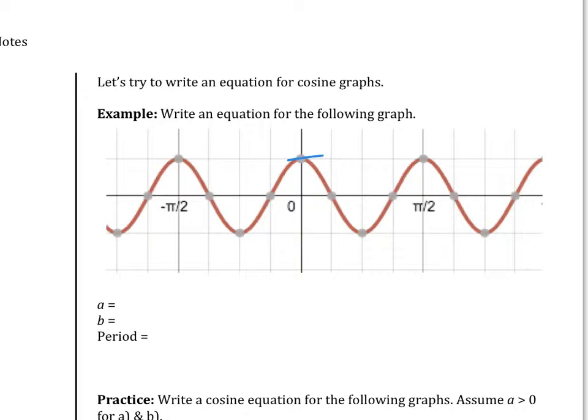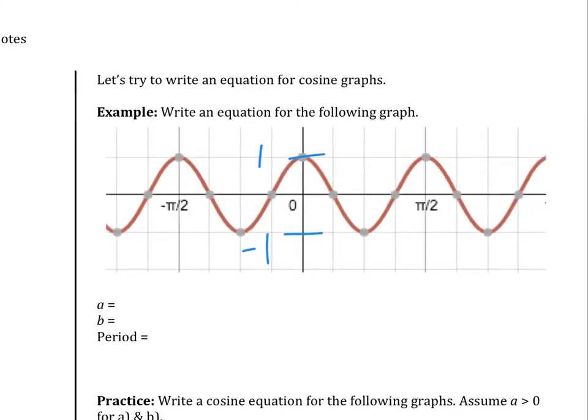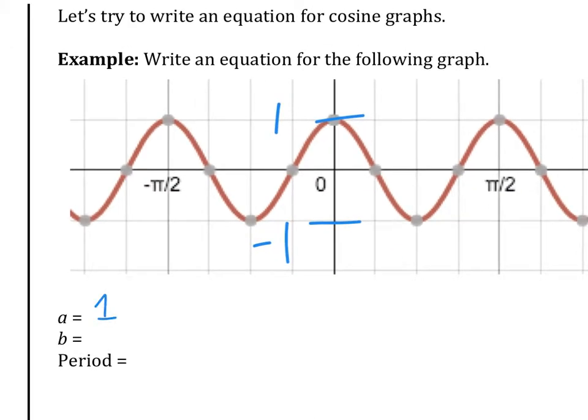Sorry about that. This is 1 and this is -1. First of all, look at this equation and ask yourself, is this sine or cosine? Cosine, because it starts on the top instead of 0, 0. What is the amplitude? What is A? 1.